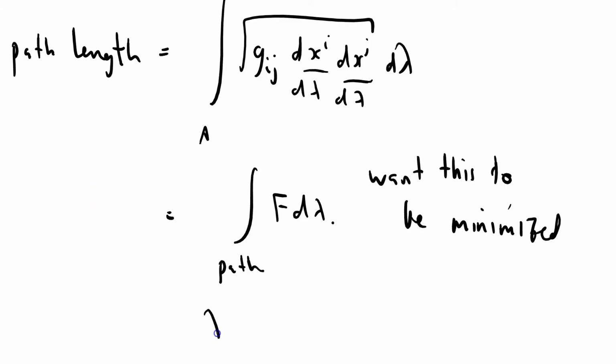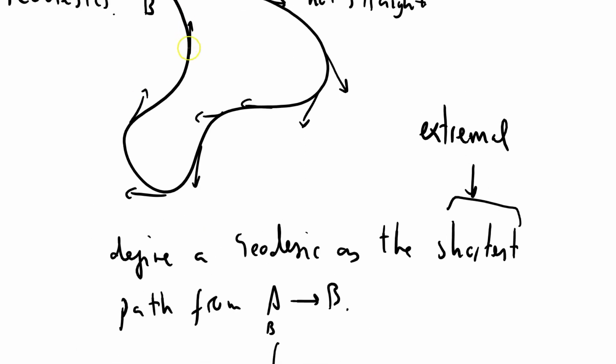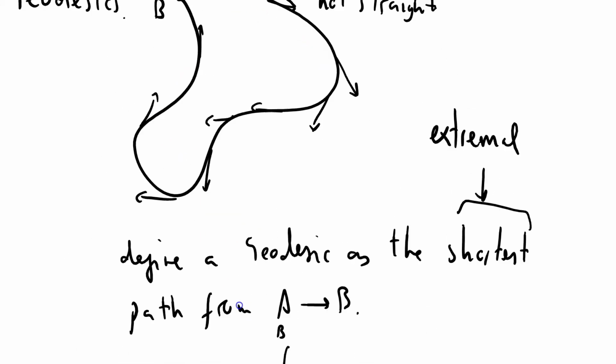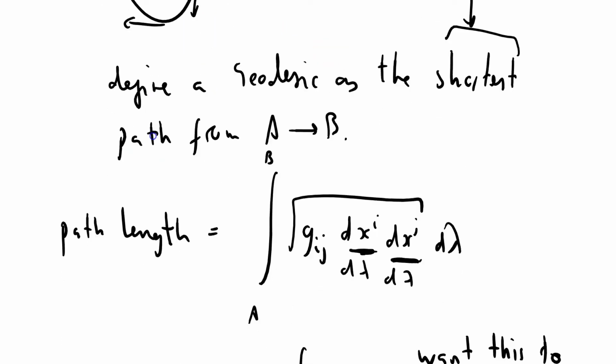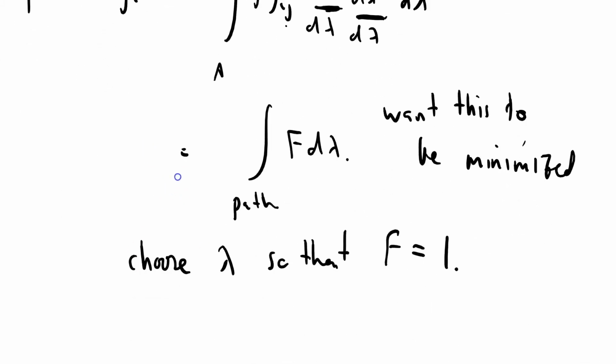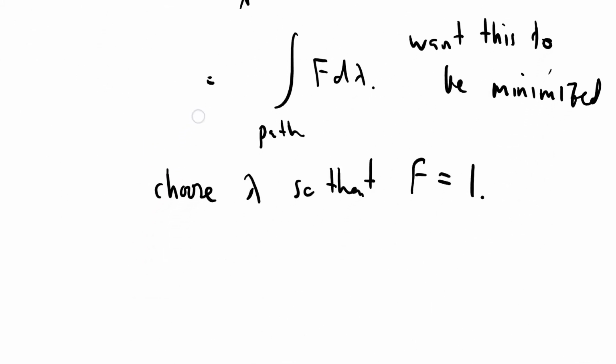Great. Well, what I'm going to do is choose λ so that f equals 1. Because whatever λ is, I can make its rate of change along this path faster or slower, so that these factors cancel out my metric tensor. So I can make f equal 1 if I want to, and I'm going to do that because it's going to be a bit nicer.